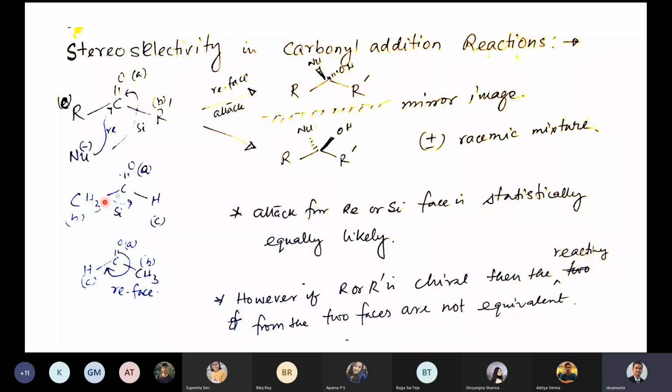Okay, now let's say I use a Grignard reagent. Okay, please understand this question. I use a Grignard reagent RMgX, and I want to attack this carbon. So then there will be two products, right? In one case, the R will attack from the Si face, in another case the R will attack from the Re face. Can you tell me which product will be the major product?